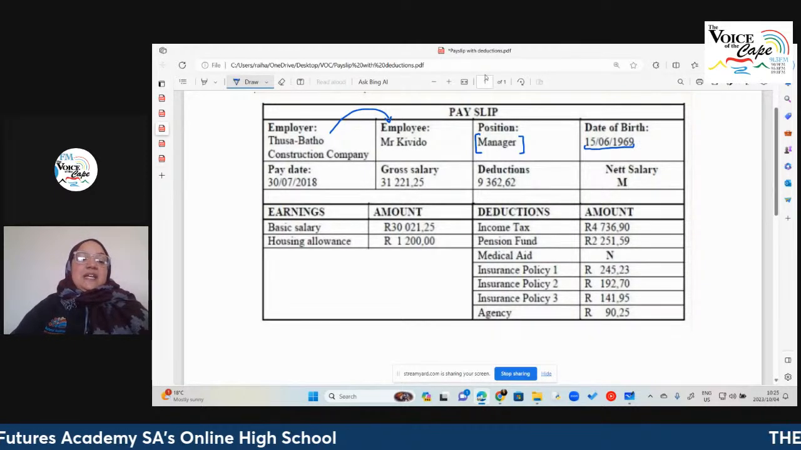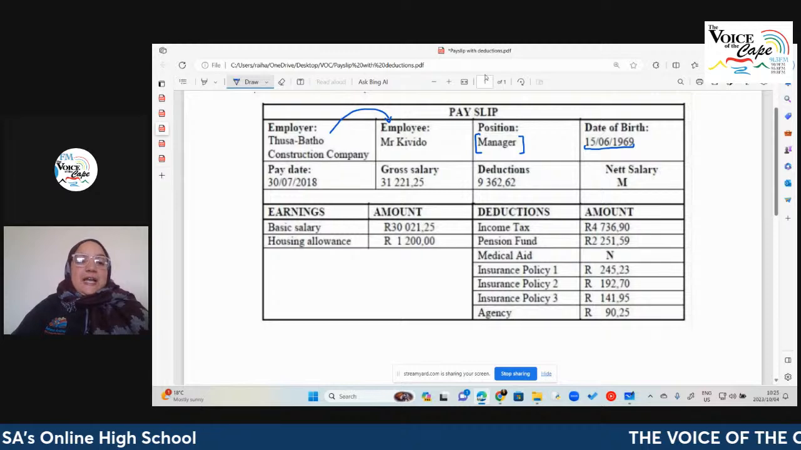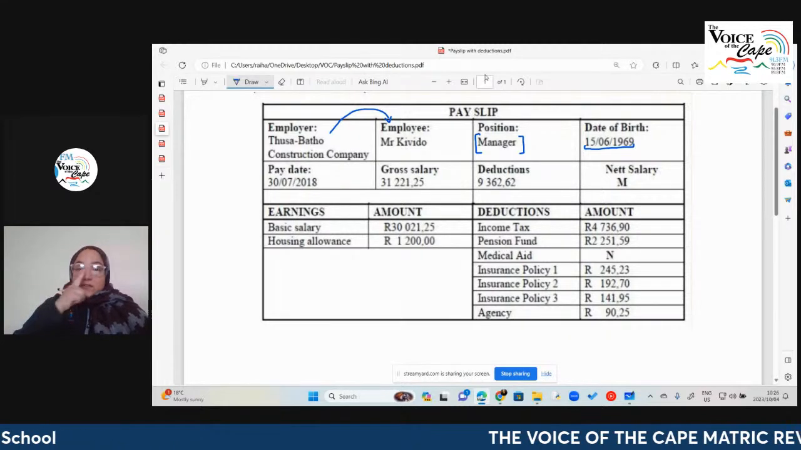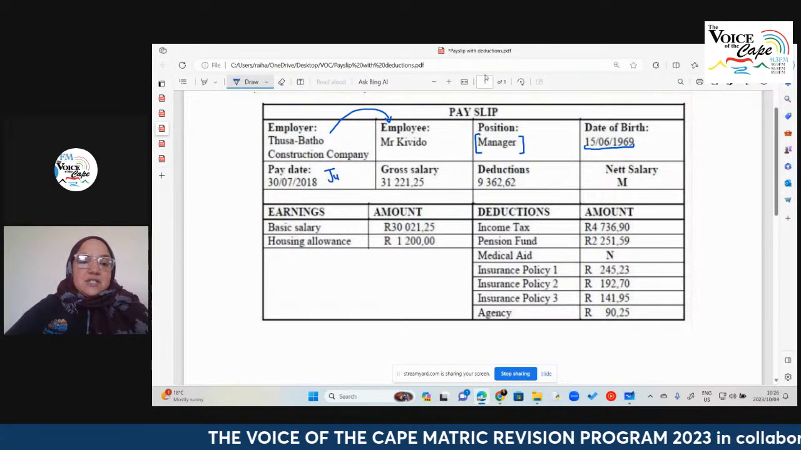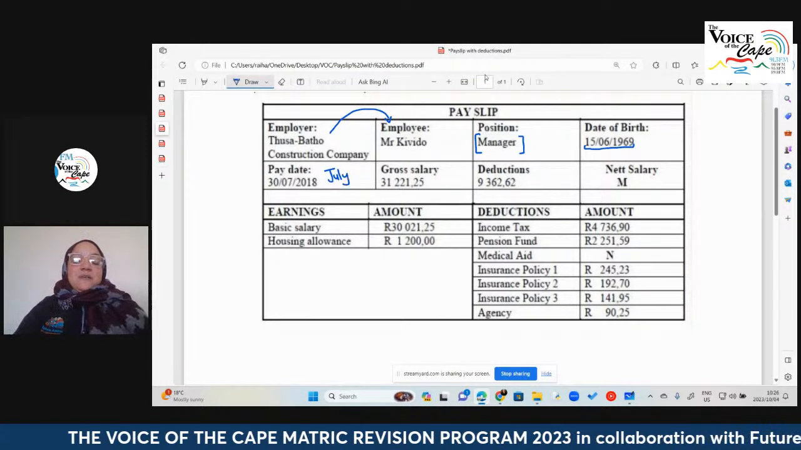Here you get the pay date. So this would tell us what the period of the salary is. So this is a July. We can see it's the 7th. So this is a July salary slip.